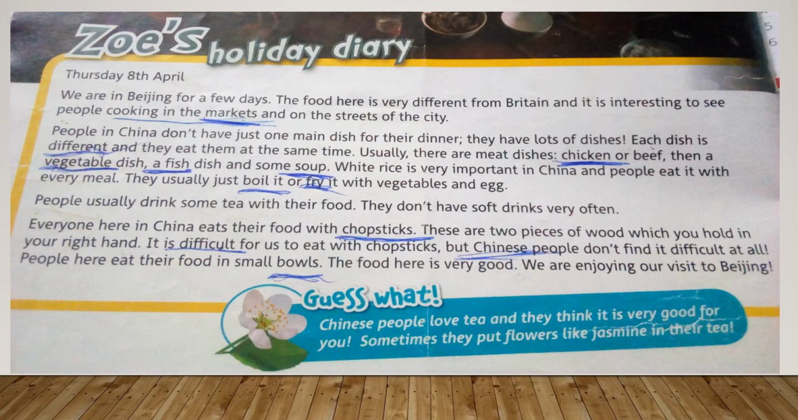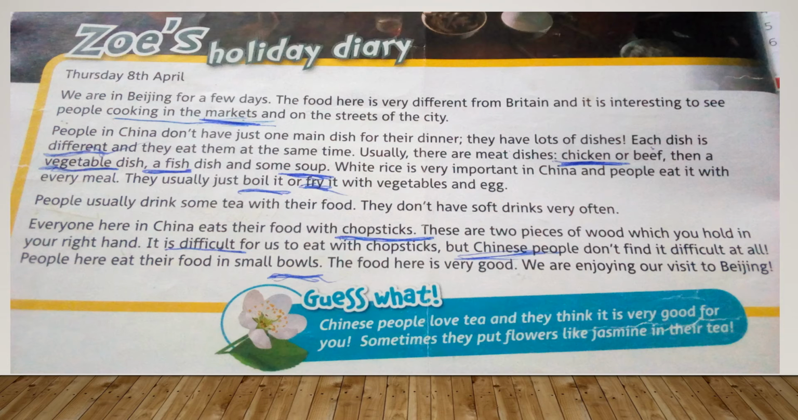Everyone here in China eats their food with chopsticks. So this is another difference between China and Britain. Because in Britain, people eat with their spoons and forks and knives. In China, no, they eat with chopsticks. What are chopsticks? Chopsticks are two pieces of wood which you hold in your right hand. It's difficult for us, Zoe speaks for herself and the British people. It's difficult for us to eat with chopsticks, but Chinese people don't find it difficult at all.